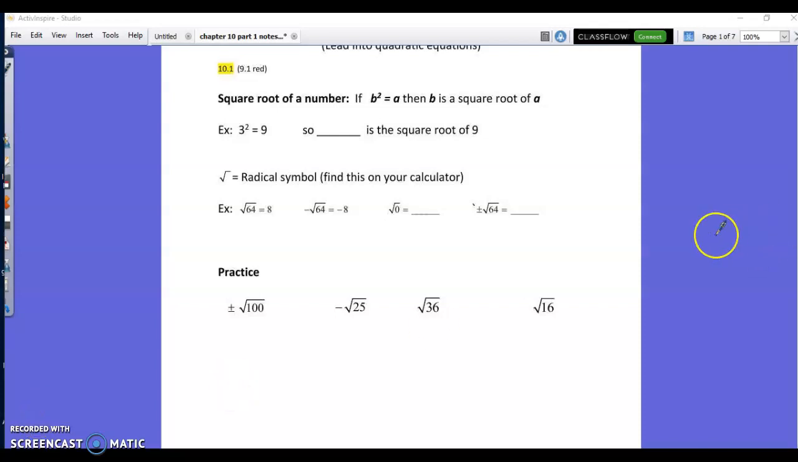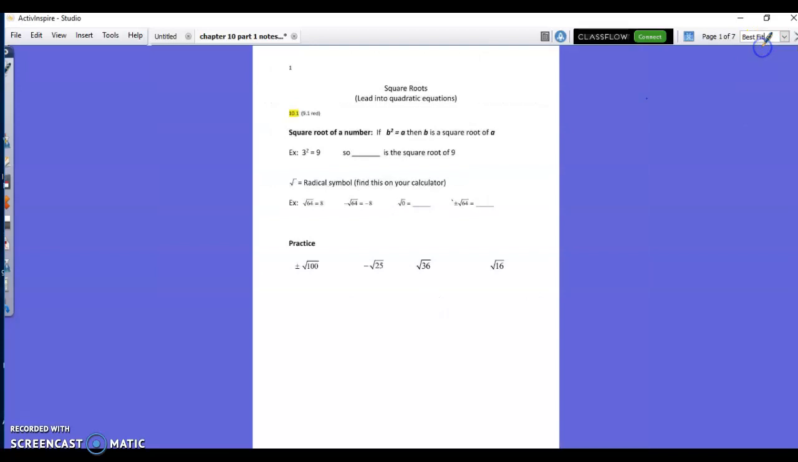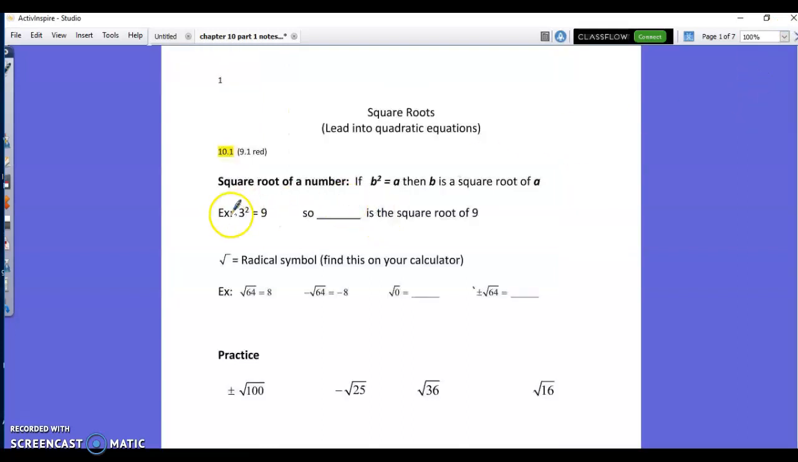All right, so this section we've got to cover some square roots, radicals, before we get into graphing parabolas and things like that. So we're going to start here with just talking about square roots and those rules, and this may be a review for a lot of people. But let's talk about what a square root is.